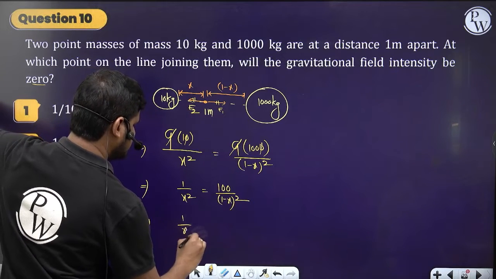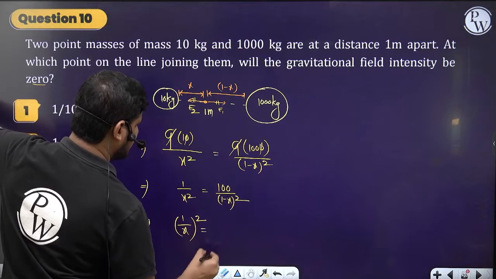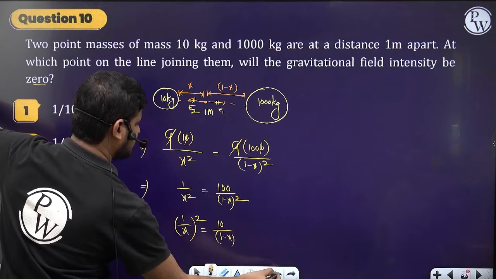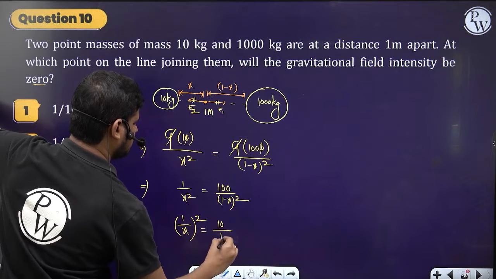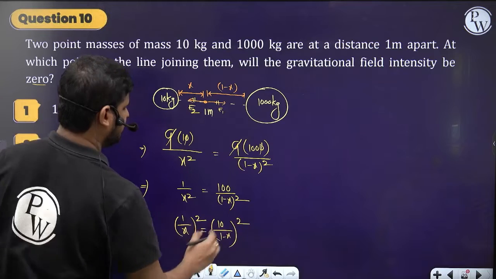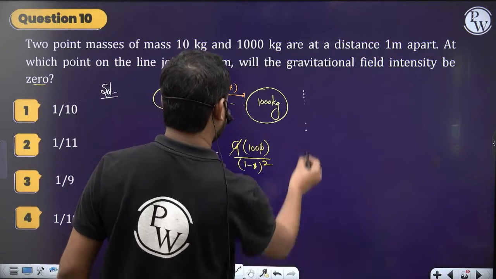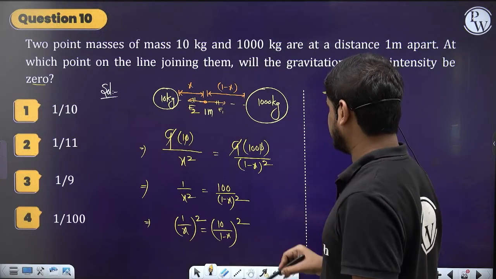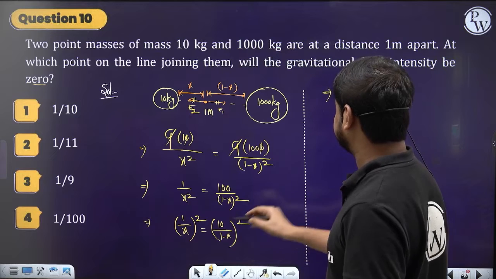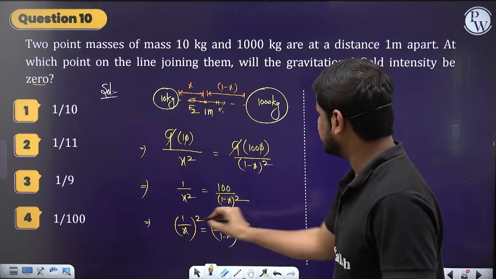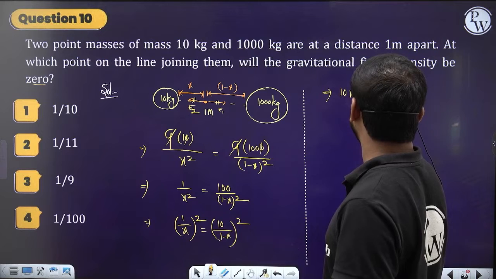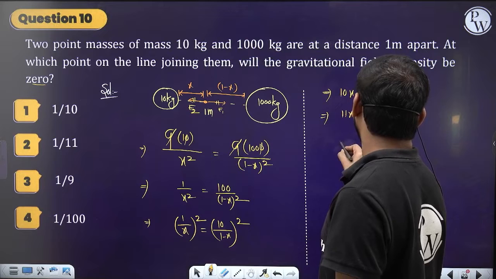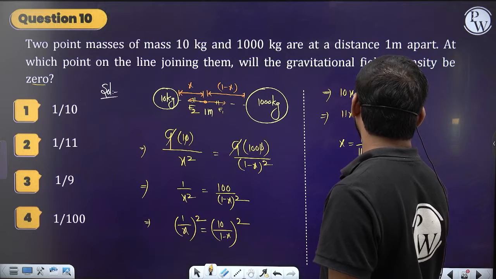So 1 by x whole square, I am writing this one. So 10 by (1 minus x) whole square, 1 minus x whole square I am writing. If you take the root on either side, I can write this as 10x, because the square gets cancelled. So 10x is equal to 1 minus x. Bring x to this side, 11x is equal to 1. From here x is equal to 1 by 11 meters.